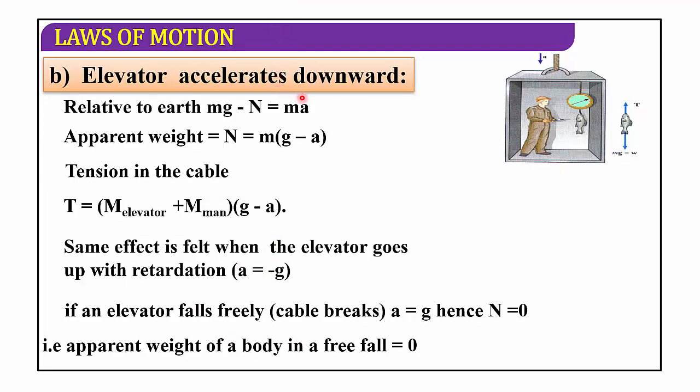Then the second point: when the elevator accelerates downward, it is exactly opposite. It is relative to earth: weight of the block, normal reaction, mg minus N equal to applied force ma. Or apparent weight will be m into g minus a, because it is moving downward. So when you are sitting in a giant wheel or moving in the elevator in downward direction, we feel very light because the equation is g minus a. And how to write the tension in the cable? Same equation: mass of the elevator plus mass of the man into g minus a, because the elevator is moving downward. G plus a upward, g minus a downward, remaining keep as it is.